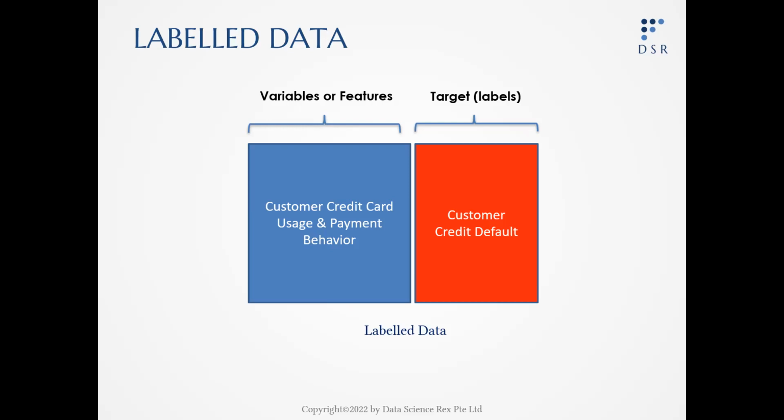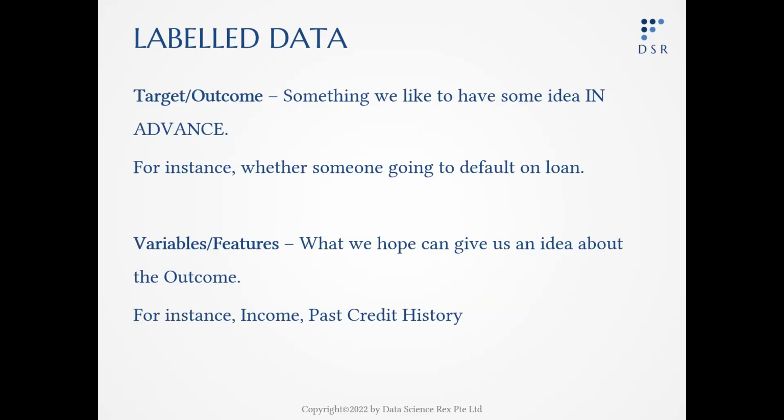How about the target or the outcome? Target or the outcome will be where we have already recorded whether the customers have defaulted or not default. To quickly summarize, target and outcome will be something we would like to have some idea about in advance. So for instance, if you're going to lend money to your friend, you'd like to know whether he or she is likely to default on the loan or not.